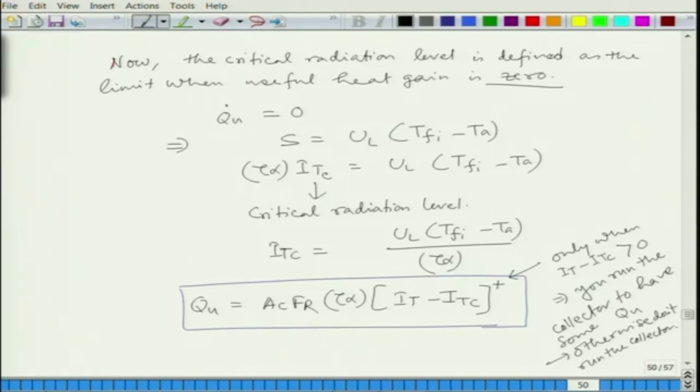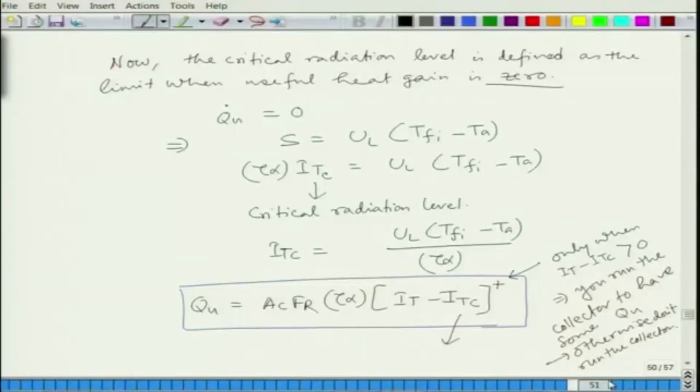You understand this? So, that is why for most solar collectors, if you buy from the market, it will tell you what would be the ITC for that particular collector. That will tell you that below that level you do not run it, you just let it stand there, do not run fluid through it.